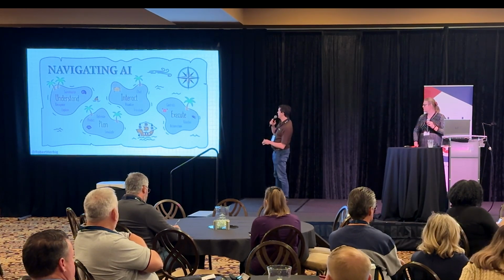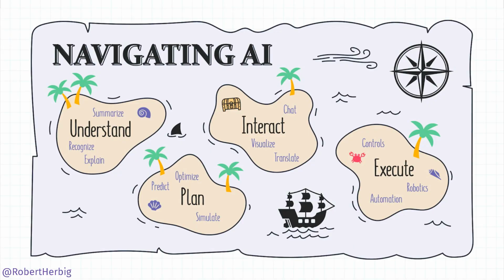Let me go down to plan instead. So plan, so optimize, predict, and simulate. These are the kinds of planning operations that we can do with AI. That's the plan step. And then it might have to do something, and this is the execute step. Interact, so chat. We've all talked about that, and all seen that, interacted with ChatGPT. I'm sure Faye did an excellent job describing the chat interactions.